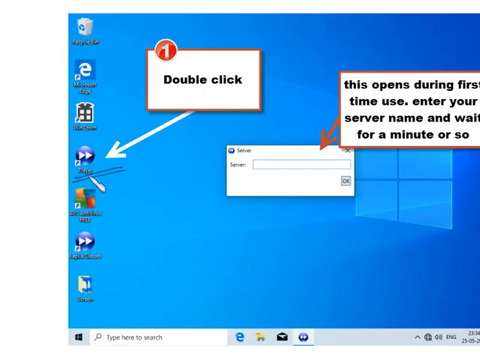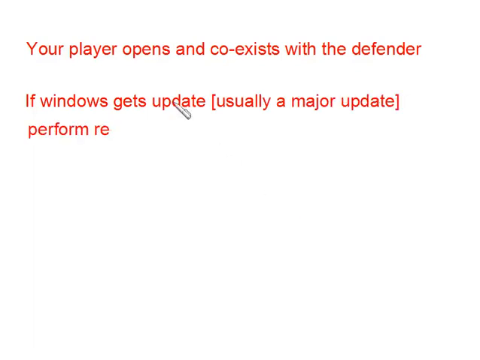So this is the installed icon. Double click it. A box appears. This will appear only the first time you use it. It will ask for a server name. This server name you will obtain from your provider. Enter that and click OK. It will contact the internet for first time initialization, and then your player will be opened and it will coexist with Defender. You can enjoy the player.